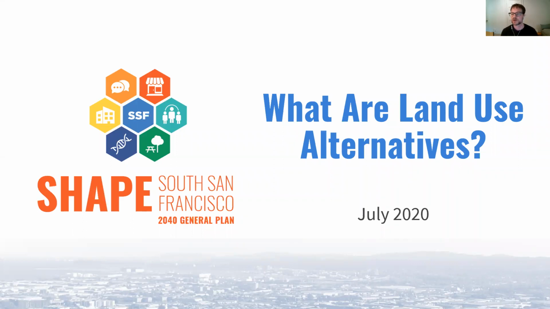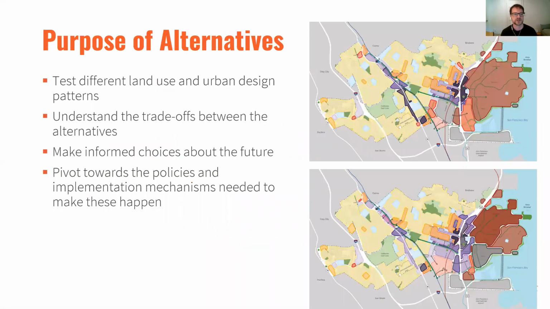As part of the South San Francisco General Plan update process, we're going to be doing a series of community workshops on land use alternatives in the city. Today, I'm going to give a brief primer video on what are land use alternatives. The purpose of land use alternatives is really to test different land use and urban design patterns within the city.